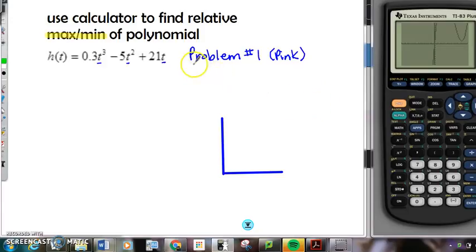The important part for this particular problem is that it was talking about time from 0 to 10 seconds. So on our x values, we really only care about from 0 to 10. We can go into window and change our x min to 0 and the x max to 10. Now, we haven't talked about the y's, so let's look at the table of points. Remember, to get to the table of points, you hit second, graph. There's our table of points.